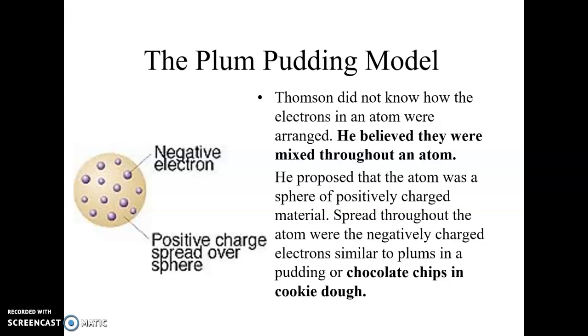His model, he calls the plum pudding model, because in England, where he's from, they would eat plum puddings at Christmas time. I would say this looks a lot more like the chocolate chip cookies in chocolate chip cookie dough. So if we can imagine a ball of chocolate chip cookie dough being the positive part of the atom, the body of the atom, and the chocolate chips inside of the dough, the negative electrons, then we kind of have an understanding of J.J. Thomson's plum pudding model.